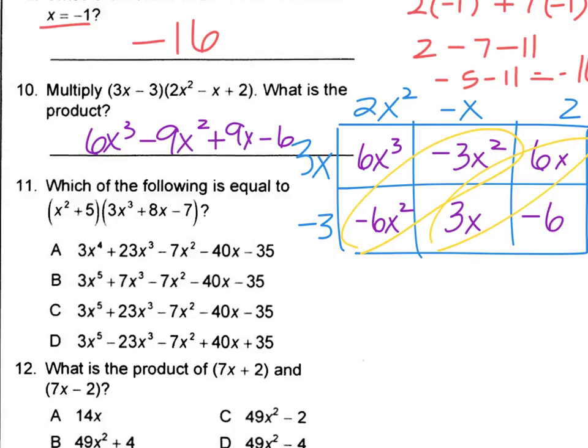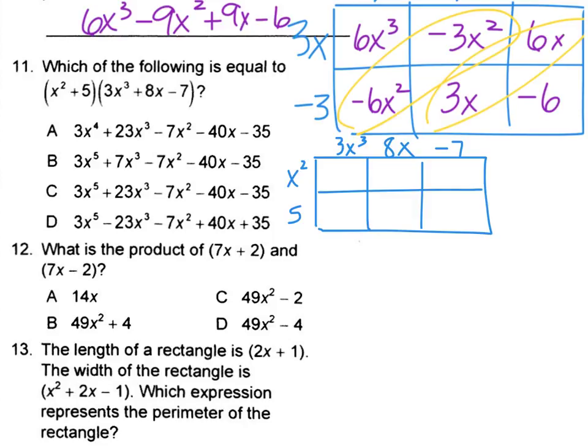Very similar option for question 11. So if you haven't already done it, go ahead and pause the video and work out question 11. All right, so I have my box set up. If you want to just check what you've got, 3x to the fifth is going to be 15x to the third, 8x to the third, 40x, -7x squared, and -35. Things that can combine together. I notice that I've got 2x to the thirds here that can combine. And that's going to be all.